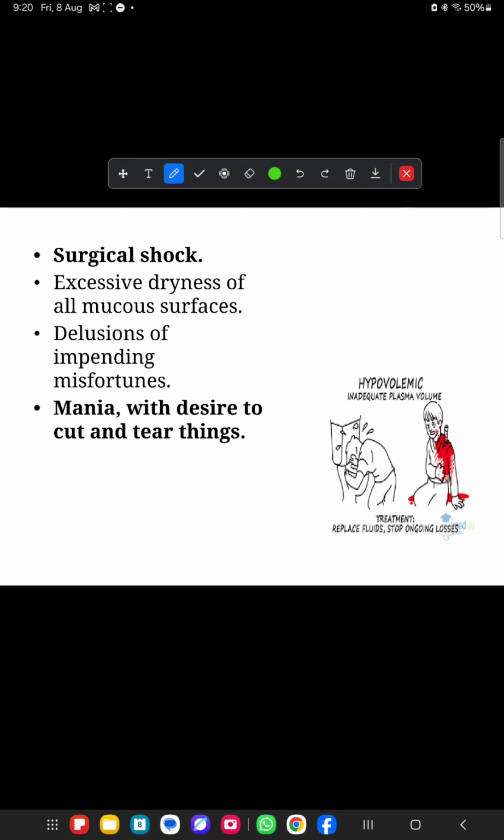And delusion of impending misfortune. The patient is thinking that something bad will happen, something bad will happen. It feels like misfortune, that everything will go wrong, that something will go wrong with me. Why? Because this patient is suffering from severe dehydration, severe cholera, and because of that the patient will be thinking that something bad will happen. And mania with desire to cut and tear. You will always think that this patient is having a destructive mania, he will try to cut and tear.